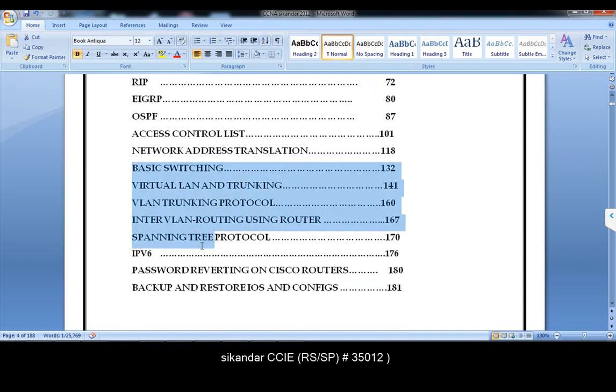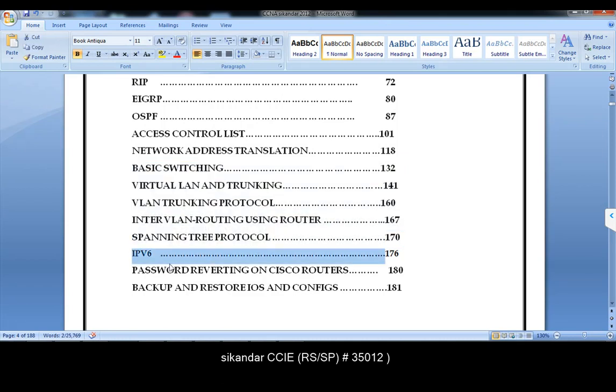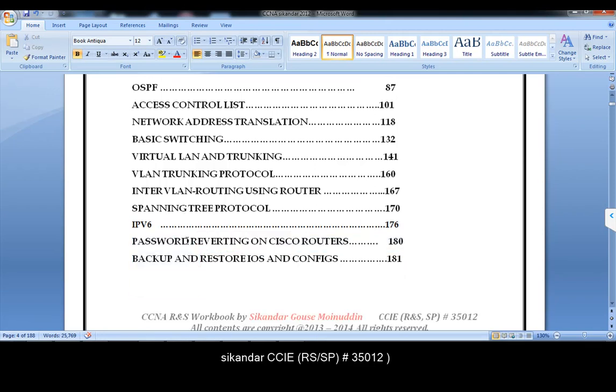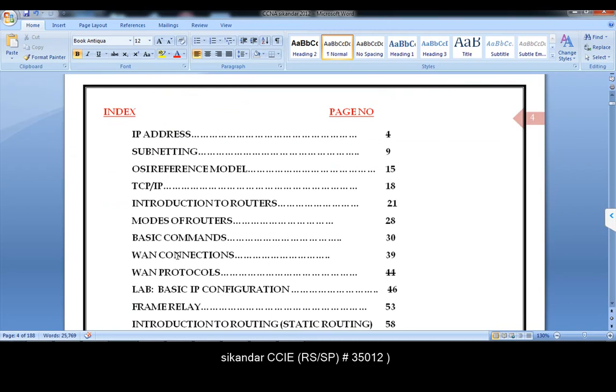And then we get into some more switching concepts here, and then some introduction to IP version 6. And finally, we'll see password recovery on routers, and then backup and restore on the routers. So it's a big list of topics, but anyway, you'll get a better idea once we get into these different technologies. So don't worry, we'll get into more detail about all of them.